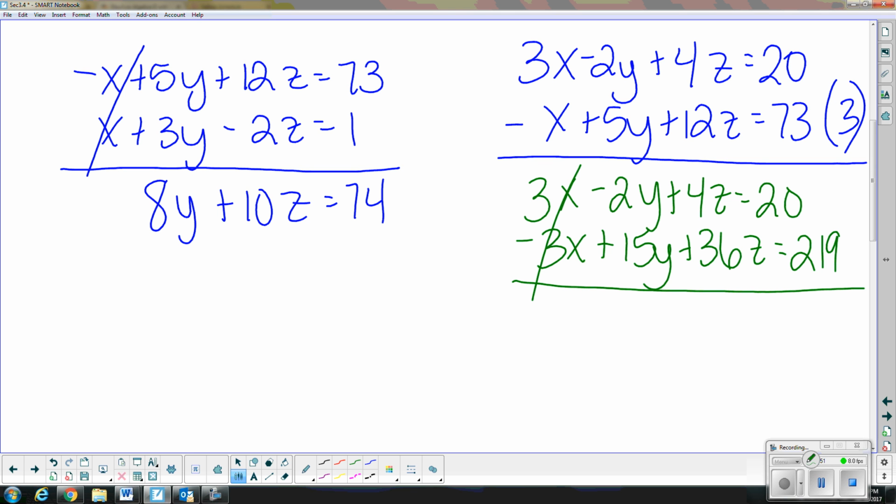Cancel out my x's. I have to focus on my x's because I eliminated my x's in the first one. So I want to keep the same two variables in these two equations, which is y and z. Okay, so then I get 13y plus 40z equals 239. I'm going to bring this equation. I like to have my equations top and bottom so that I can see them lined up easily.